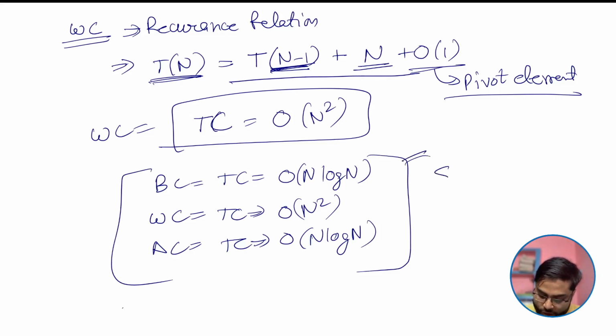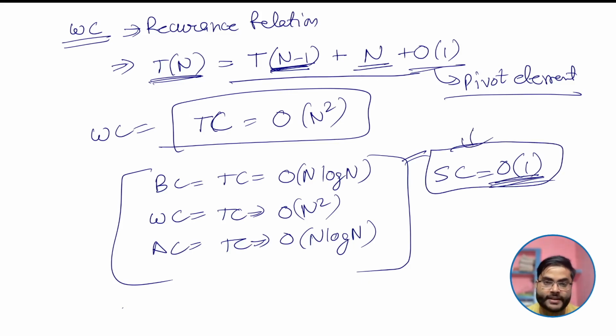Now what will be the space complexity? We are not using any extra space, so it will be order of 1. Okay, and I am not including the recursive space. So order of 1 will be the space complexity. Okay, so this was all about the quick sort.